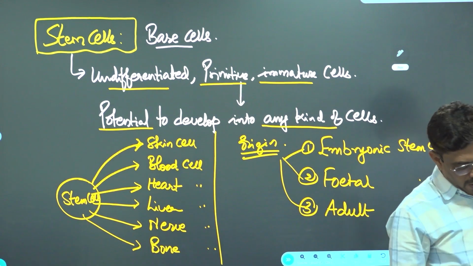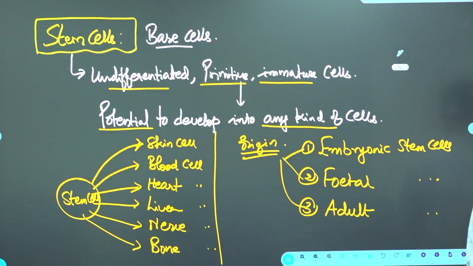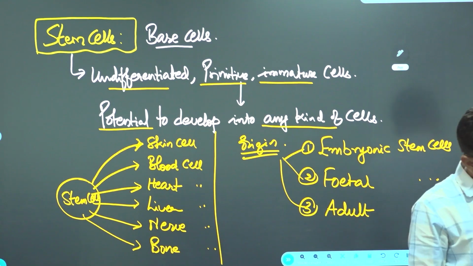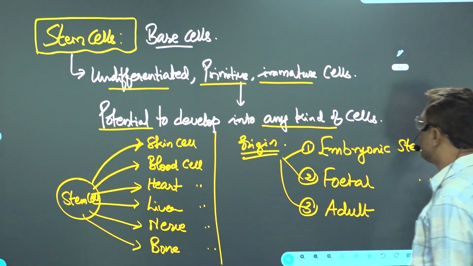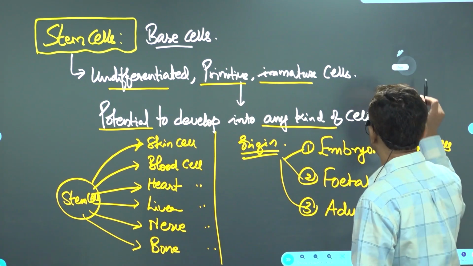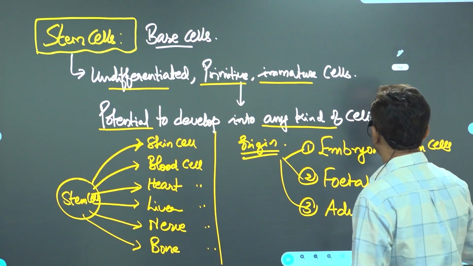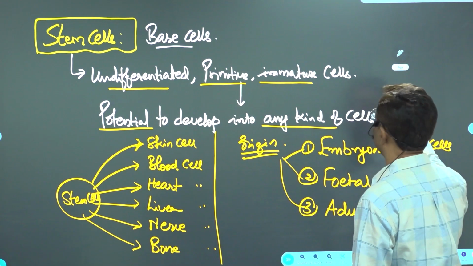So based on the origin, the stem cells have been classified into embryonic stem cells, fetal stem cells, adult stem cells. So embryonic stem cells: the stem cells which originate from the embryo.